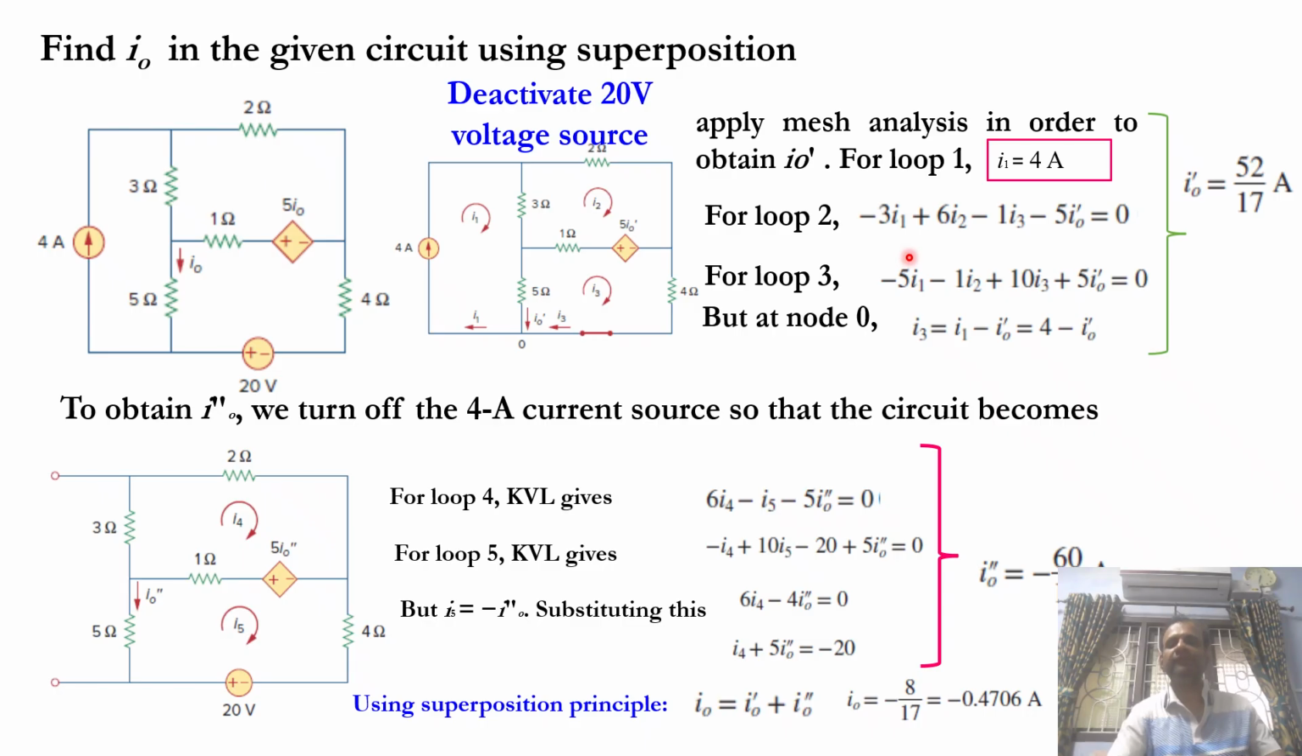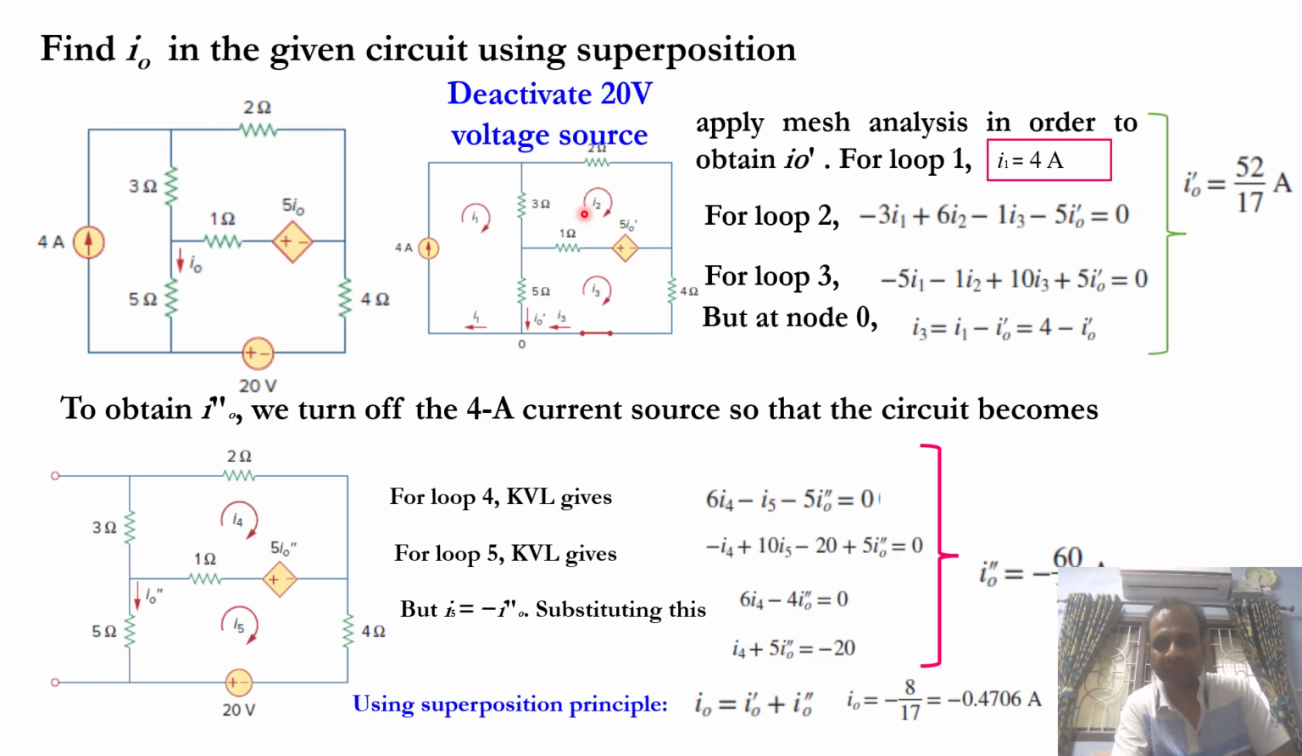So we do KVL analysis, Kirchhoff's voltage law analysis, for loop 2, which is this loop, and loop 3, which is this loop, and this is loop 1. So how do we write the KVL equations? All voltage drops are represented as negative, all voltage rises are represented as positive. Voltage drop means decrease in voltage. Voltage rise means increase in voltage.